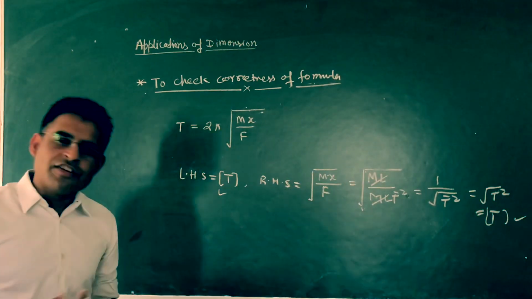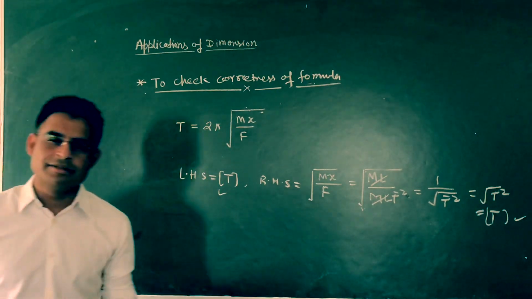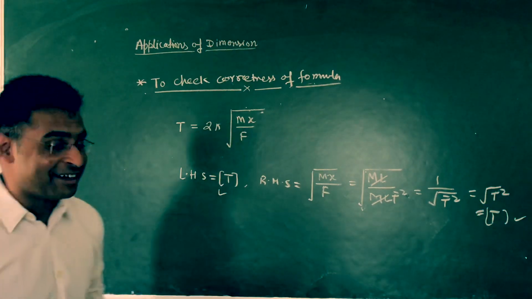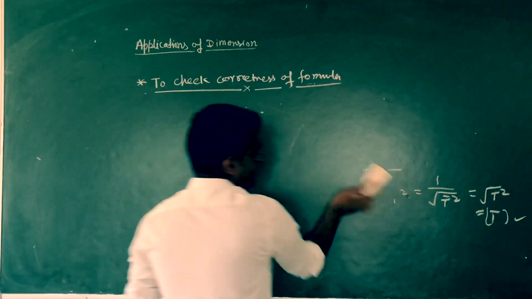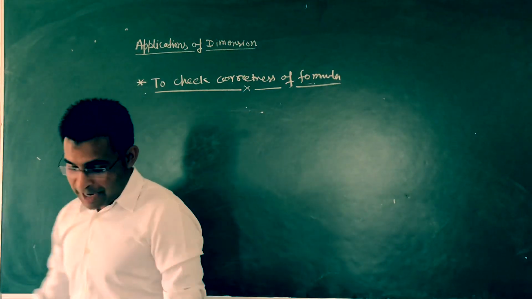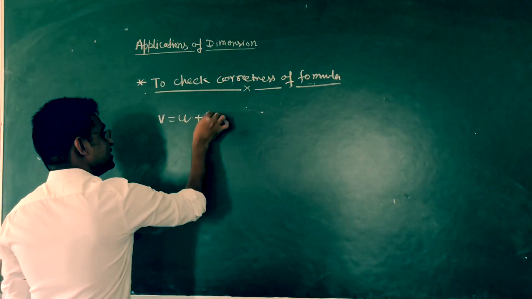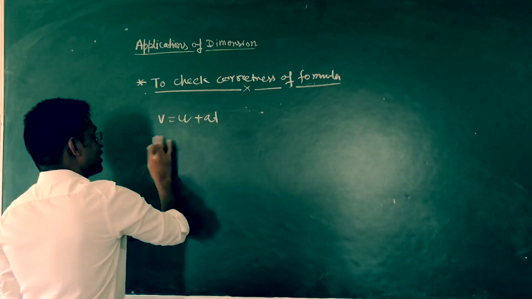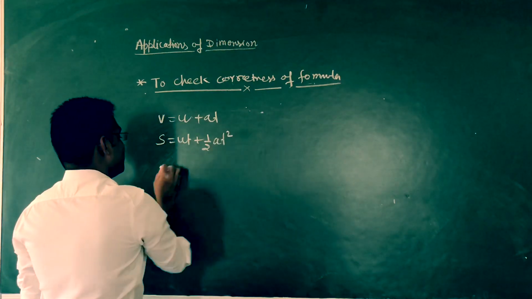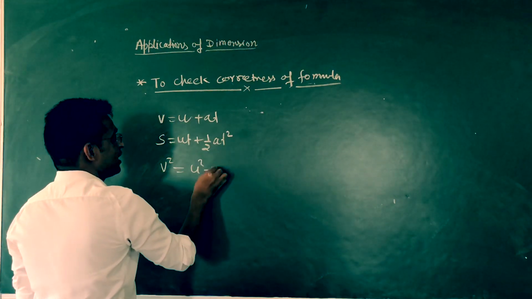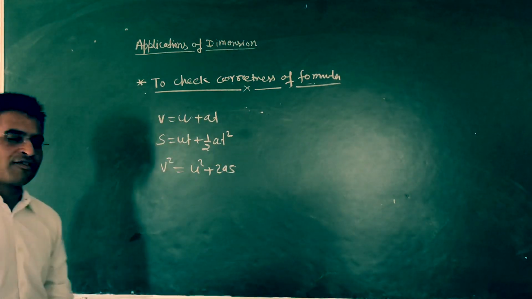So similarly, if any formula is given to you, what we have to do is check the left hand side dimension and the right hand side dimension. If both are equal, it means a right formula, otherwise it's a wrong formula, that's it. Okay, I'll give 2-3 numericals based on that, then the concept will be exactly clear. I'm writing 4 questions over here, just like v is equal to u plus at. Second one, s is equal to ut plus half at square. Third one, v square is equal to u square plus 2as. Now I want to check whether all these formulas are right or wrong.